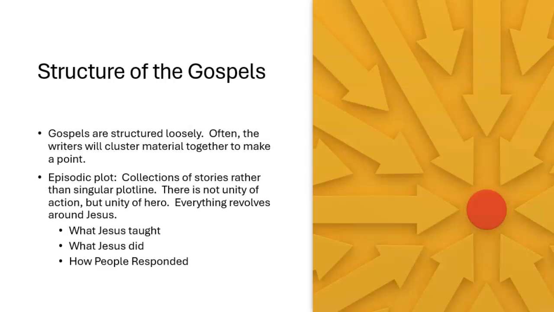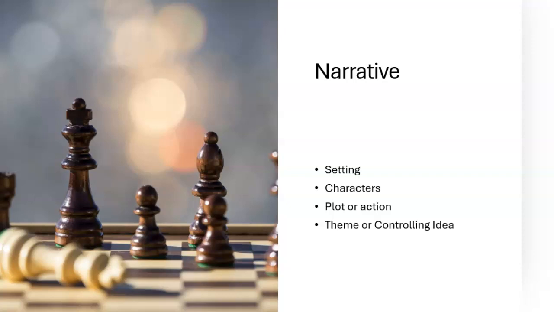So let's take a look at some of the different genres that appear in the Gospels. There is narrative, as we've described narrative in other lectures. You have a setting, you have characters, you have plot and action. You can chart the plot line up to a climax and a resolution. And there's always some theme along with the storyline.